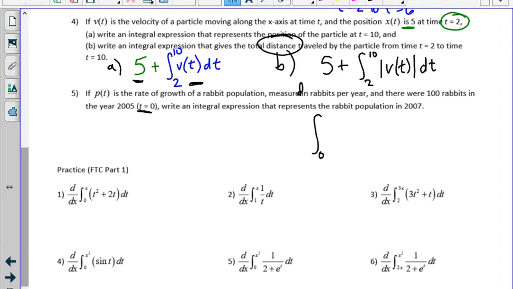So we're going to take the integral from 0 to 2, because that would give me from 2005 to 2007. I'm going to do the integral of p of t dt. And then that will give me the net change in the rabbit population from 2005 to 2007. In order to get the actual amount of rabbits that we have in 2007, I have to take the net change and add 100. So that ends up giving me the answer for number 5.